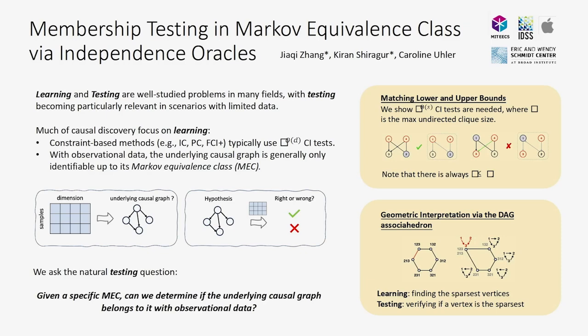With observational data, the underlying causal graph is generally only identifiable up to its equivalence class. For this, we asked the natural testing question: given a specific MEC, Markov equivalence class, can we determine if the underlying causal graph belongs to it with observational data? For this, we show matching lower and upper bounds in terms of the number of conditional independence tests that are needed. This is a number that's better than the current number used by most algorithms for learning.